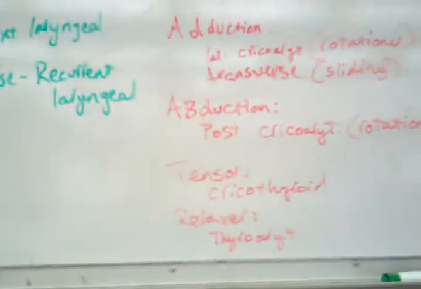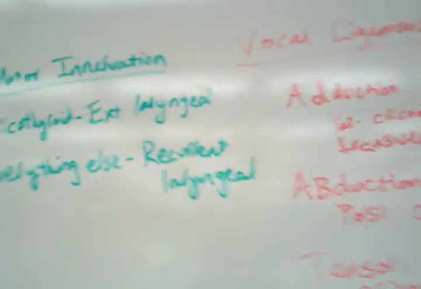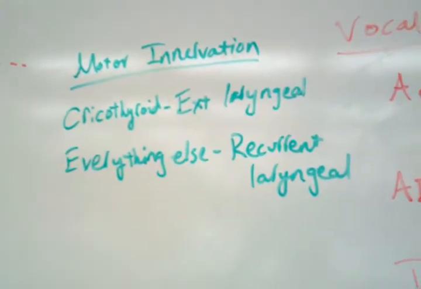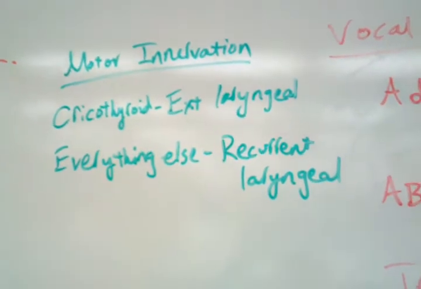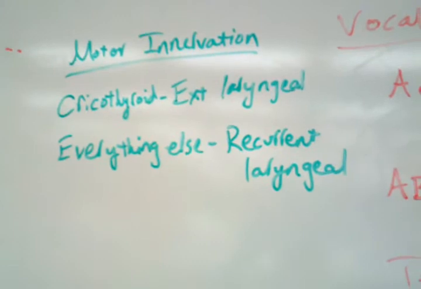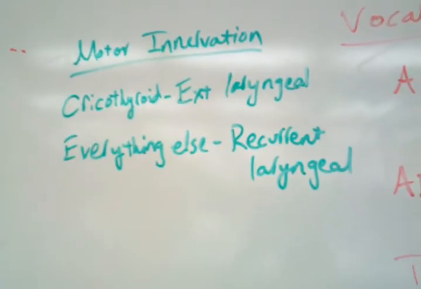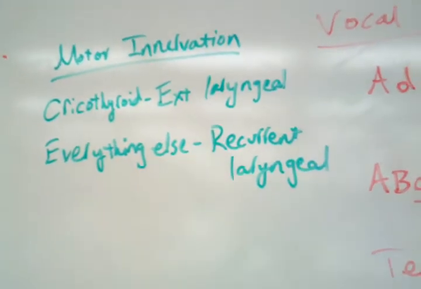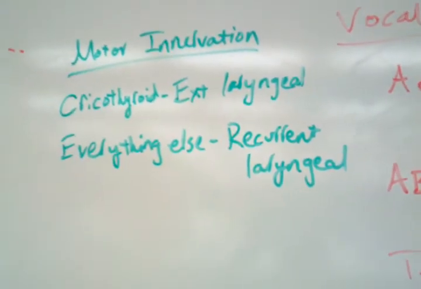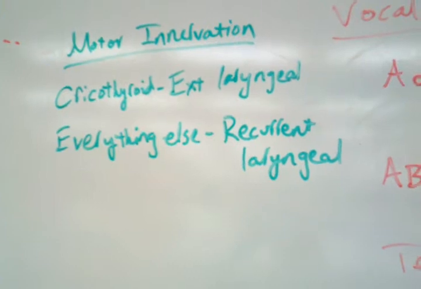And then finally, one last thing to discuss is motor innervation. Cricothyroid is the only sort of exception to the rule where it's innervated by the external laryngeal. Everything else, so that involves the lateral cricoarytenoid, the transverse, the posterior cricoarytenoid, and the thyroarytenoid, those are all innervated by the recurrent laryngeal.